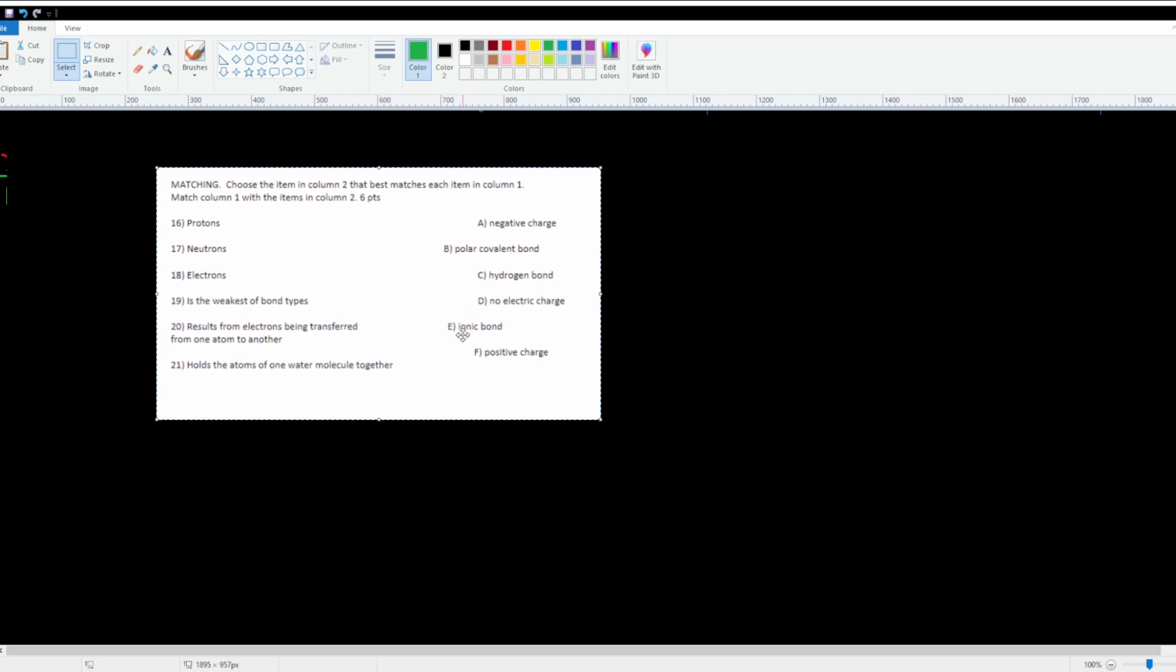So matching, choose the item in column 2 that best matches with each item in column 1. Okay, so here we're talking about protons. Protons, neutrons, electrons is the weakest type of bond. Results from electrons being transferred from one atom to another, or holds the atoms of one molecule of water together. And then on this side we have negative charge, polar covalent bond, hydrogen bond, no electric charge, ionic bond, positive charge. Okay, so protons, positive charge.